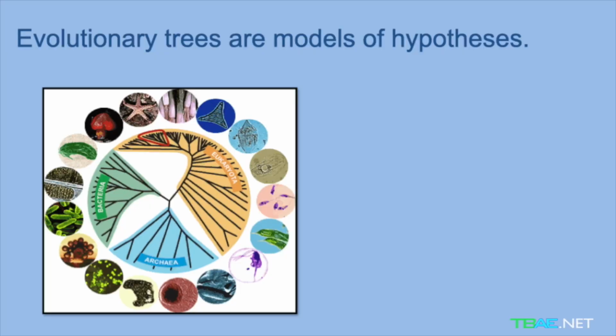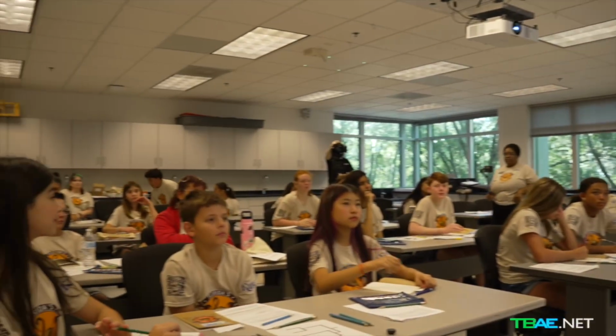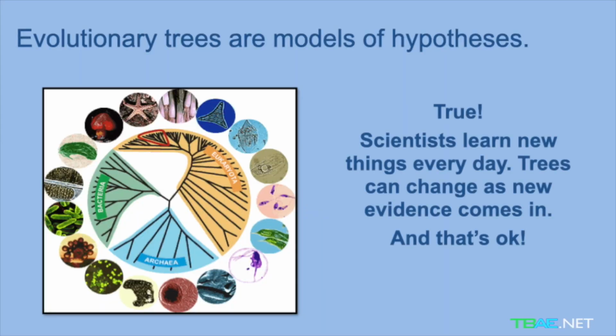This is a very important question in science. Are these trees for sure, written in stone, everything we have right now in science, or are they simply models of hypothesis? In other words, can we change our minds as more information comes in? What do you think? Yes, we can change our minds. So that answer is true. Scientists are still figuring out where things go on the evolutionary tree. And it's okay to change your mind when you have more evidence.